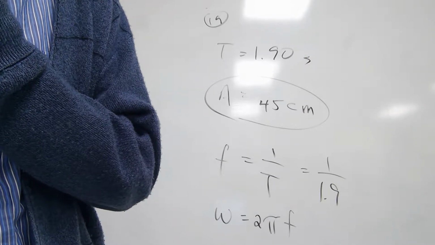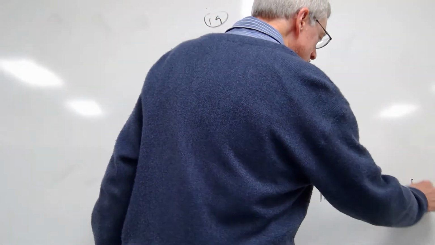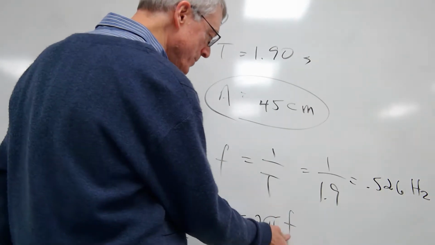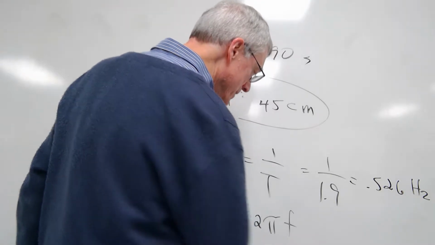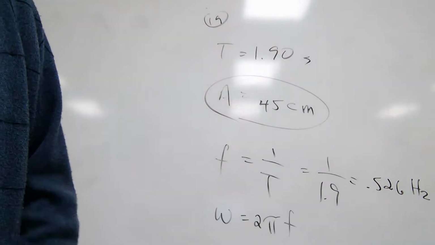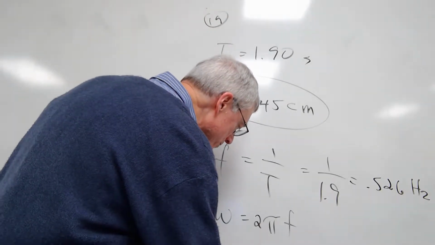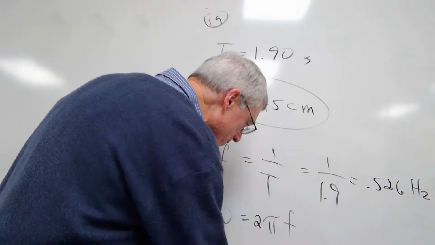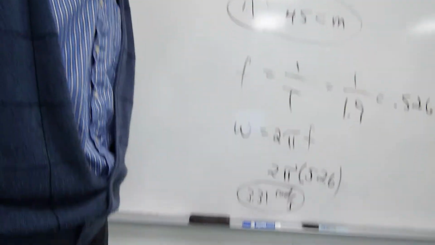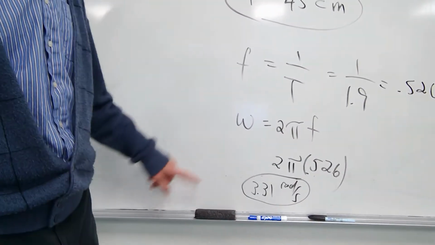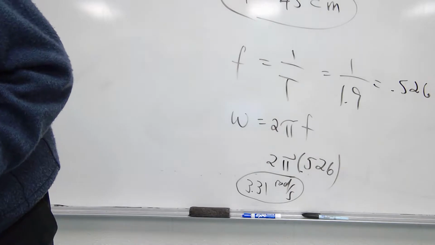That turns out to be 0.526 hertz. That's the actual frequency, but if you then multiply that times 2 pi, you'll get omega. And omega comes out to be 3.31 radians per second. That's the unit for angular velocity, or in this case, angular frequency. There's the answer. It's just 2 pi f. Okay, that was part B in number 19.